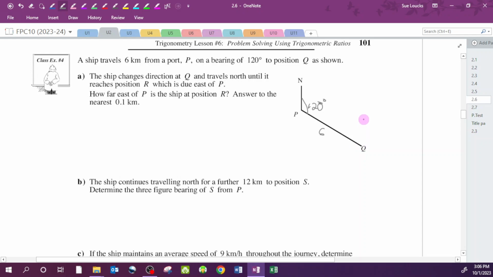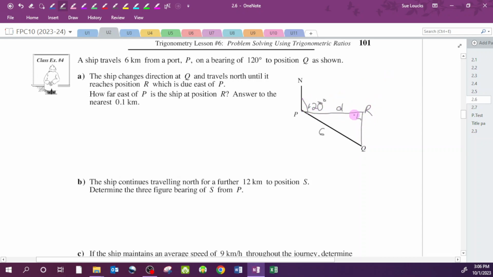All right, so it travels until it reaches Q as shown, and then it changes direction and it travels north until it reaches position R, which is due east of P. Due east means it's directly east. So that means that we're going to come across here, and this is point R. And how far east of point P is the ship? So we're looking for this distance here. That's what we're looking for. So to do that, well, we know that this is a 90-degree angle because this was due north and this was due east, so that's okay.